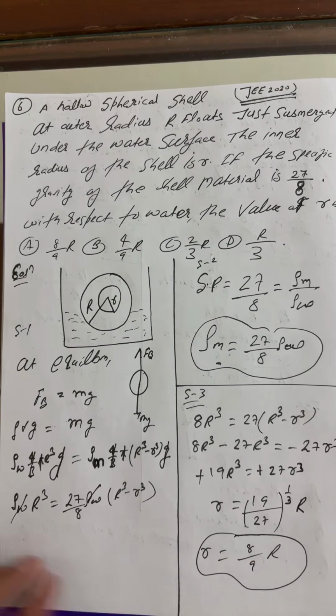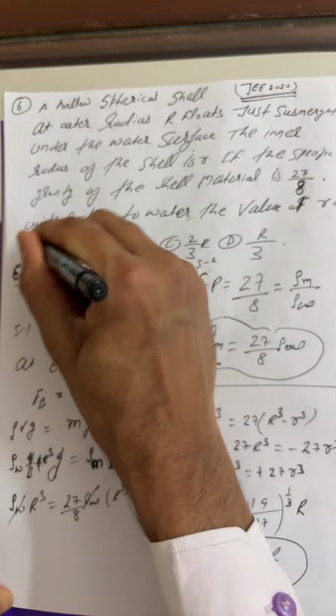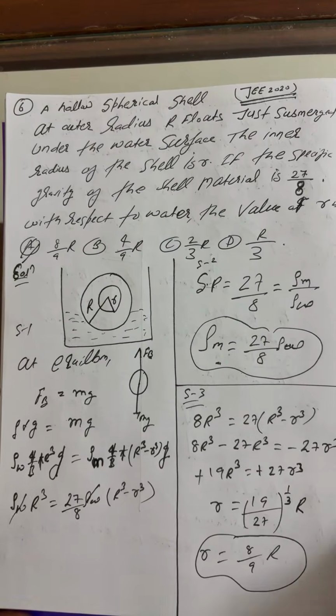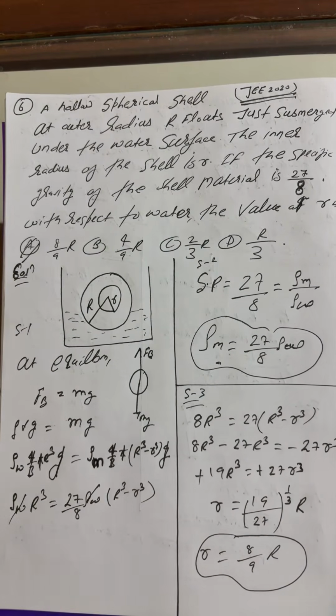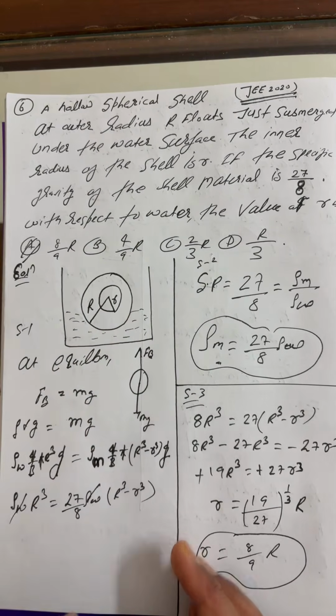Any option is there? Okay, yes, this is option first. I'll repeat again here. This is a good question. Listen to me carefully. The question is: a hollow spherical shell of outer radius R floats just submerged under the water surface. The inner radius of the shell is r. If the specific gravity of the shell is 27 by 8 with respect to water, the value of r is... This is a hollow spherical shell.